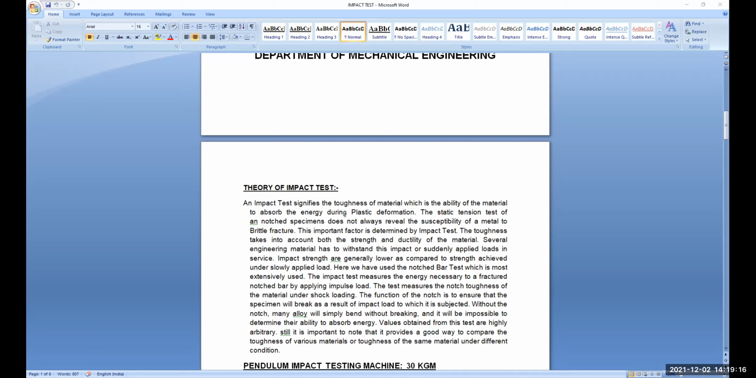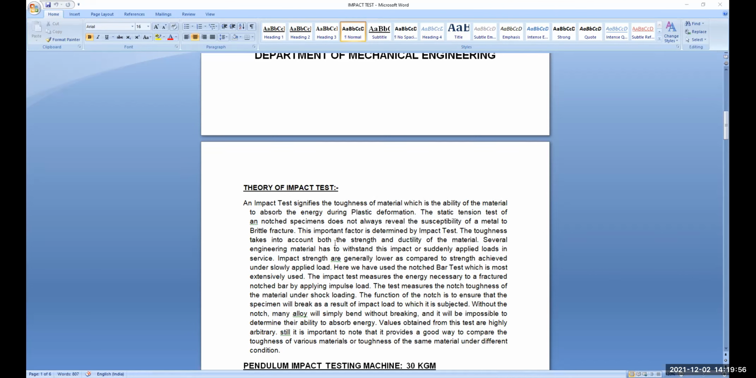And impact stress signifies the toughness of the material, which is the ability of the material to absorb energy during plastic deformation. Toughness means how much energy you can absorb when your parent member is being struck by a load. Certain deformation will take place, maybe elastic, maybe plastic, but how much energy you are absorbing, that is the method of measuring the toughness.